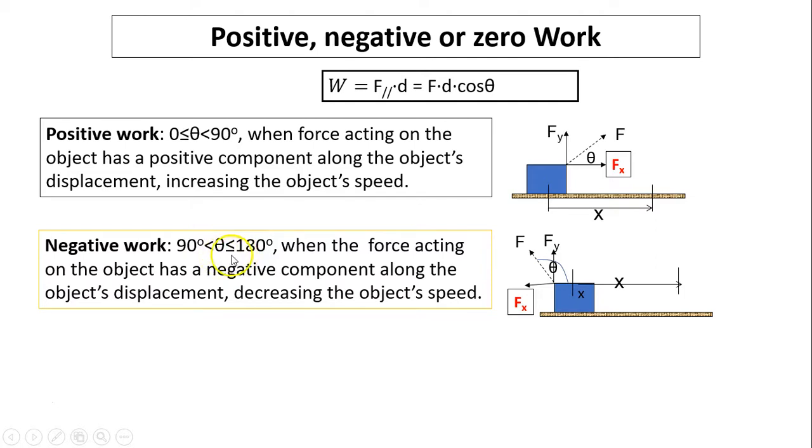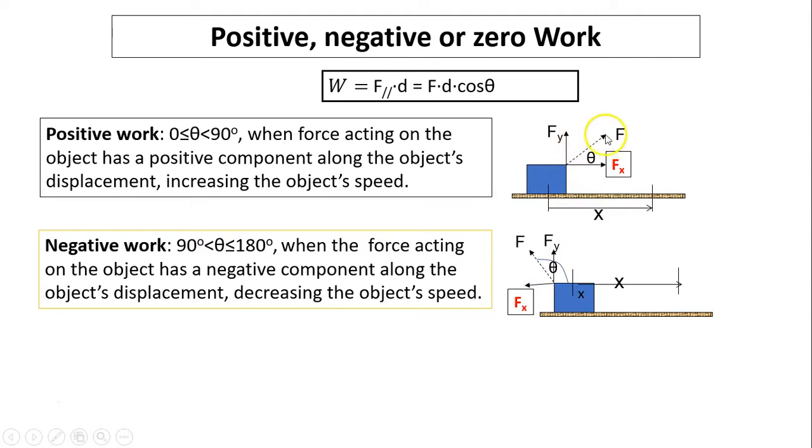In this case, cosine theta is less than 0. So when the force acting on the object has a negative component along the object's displacement, this case will decrease object speed. You can think about it as walking the dog and trying to slow the dog down. So you are decreasing the dog's speed.